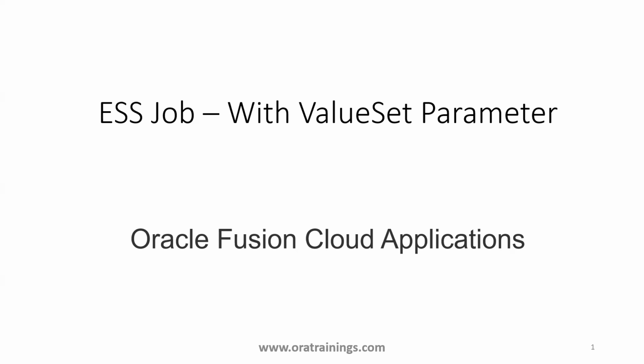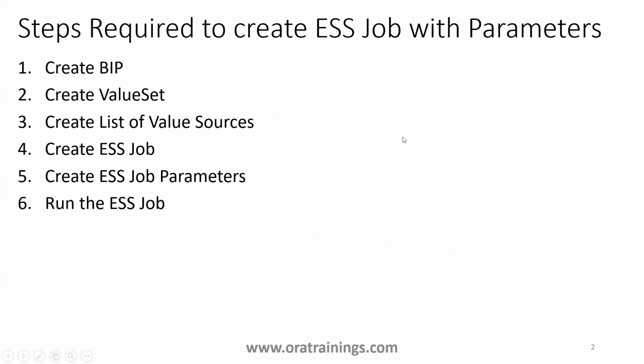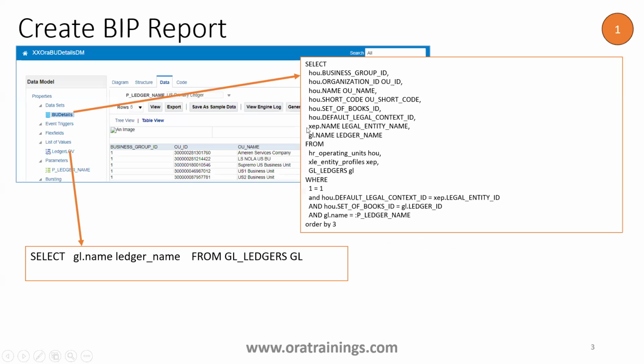In this session, we'll discuss how to design an ESS job with a ValueSet parameter. So let's get into the agenda. These are the steps we require to design an ESS job with a parameter. The first step is to create a BI report, then a ValueSet, and a list of value sources, the ESS job parameter, and then testing the ESS job. So let's get into the first step.